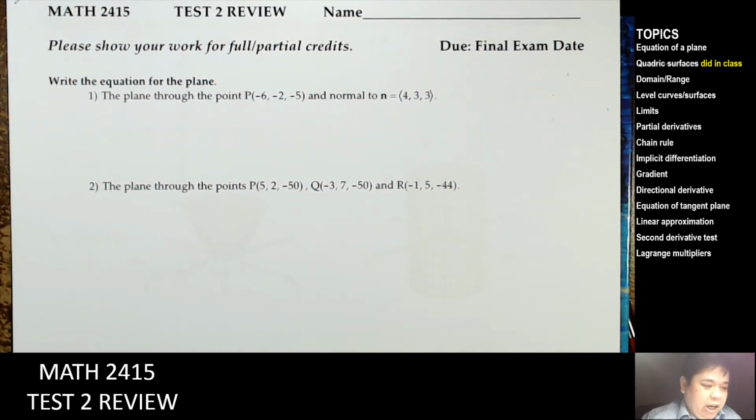Hi everybody, welcome to Test 2 review in Calculus 3. As always, we have the topics of the question on the top. And the first one on the list is equation of a plane.